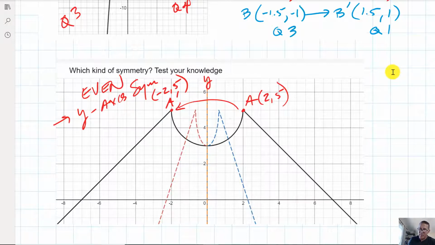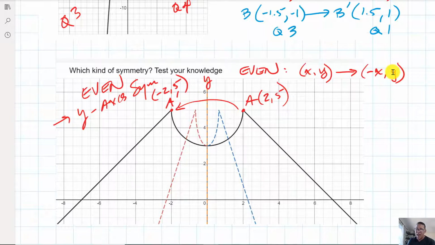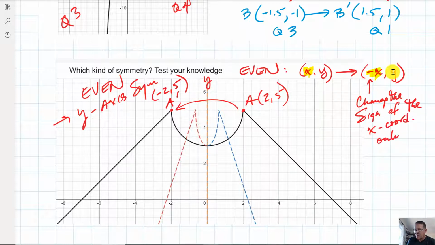So for any function that's even, and I've said this multiple times, but I'll say it again, any point (x, y) goes to (-x, y). Notice that we take the opposite of the x-coordinate, not the y-coordinate, because it doesn't change height. It only goes to the opposite side, and it has to change sign. So only the x-coordinate changes. Change the sign of the x-coordinate only. I've said that multiple times already, but that's exactly what happens.